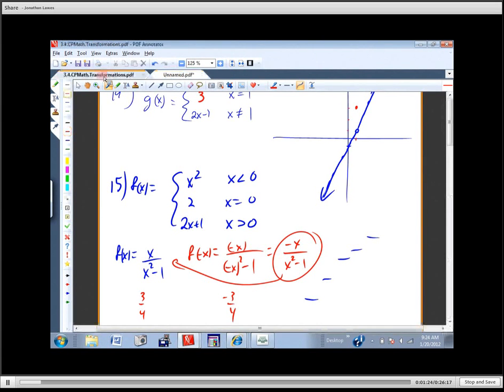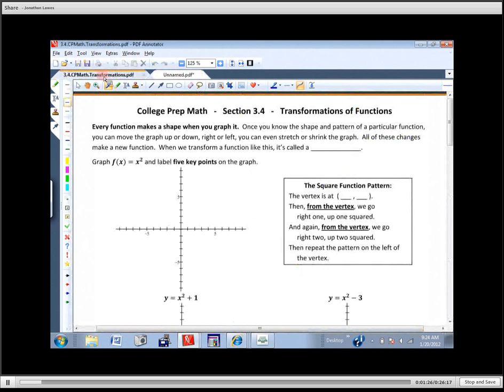Okay, so let's take a look at 3.4. What goes in the blank here? Anybody know? Every function makes a shape when you graph it. It's called a transformation. That word right there. So when we transform a graph, that's the name right there. It's called a transformation.